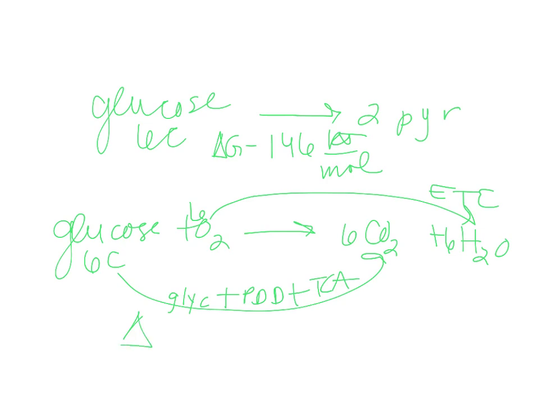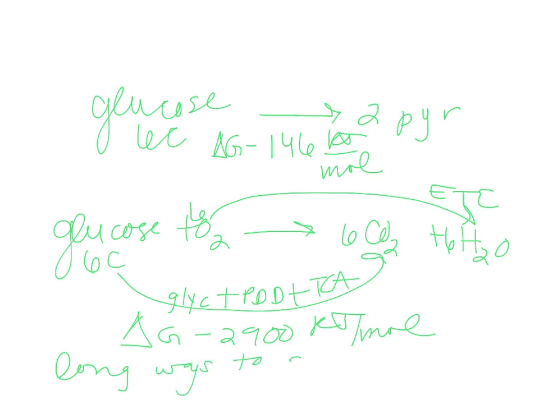But this right here, the complete oxidation of glucose, where we turn all of the carbon-hydrogen bonds into carbon-oxygen bonds, releases 2,900 kilojoules per mole of energy. So what I'm trying to say is that we have a long ways to go. Glycolysis is definitely not the end of the story here. We need to take all 3 carbons in pyruvate and eventually get them to CO2. And that's where we're going to go.